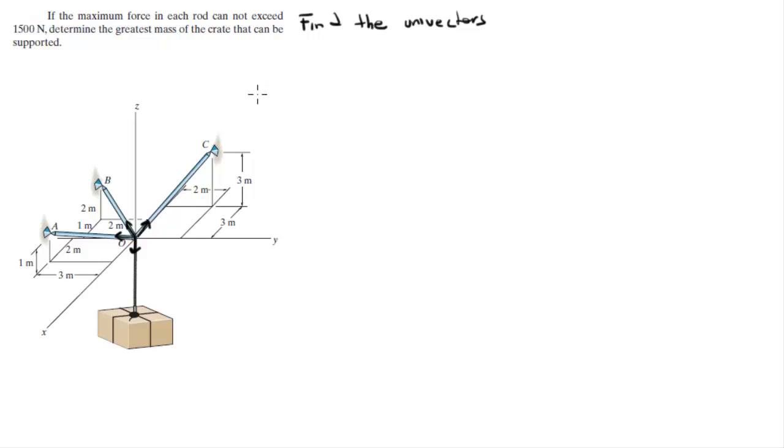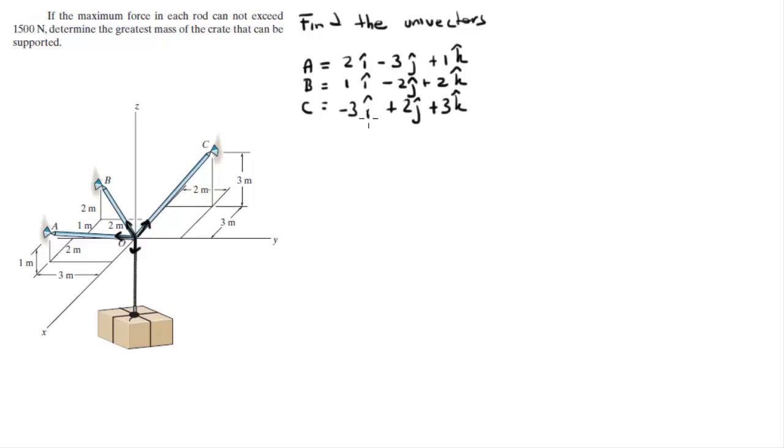To find all these univectors, the first thing you need to do is find all the points involved: point A, point B, and point C. Now A sits at 2 in the I minus 3 in the J plus 1 in the K. B sits at 1 in the I minus 2 in the J plus 2 in the K, and C sits at negative 3 in the I plus 2 in the J plus 3 in the K. The next thing you need to do is find vectors OA, OB, and OC, but they're the same as vectors A, B, and C because O is right at the origin, so I'm not going to bother with that.